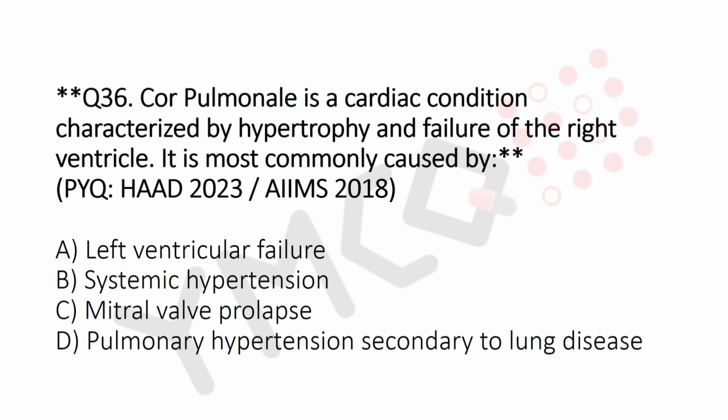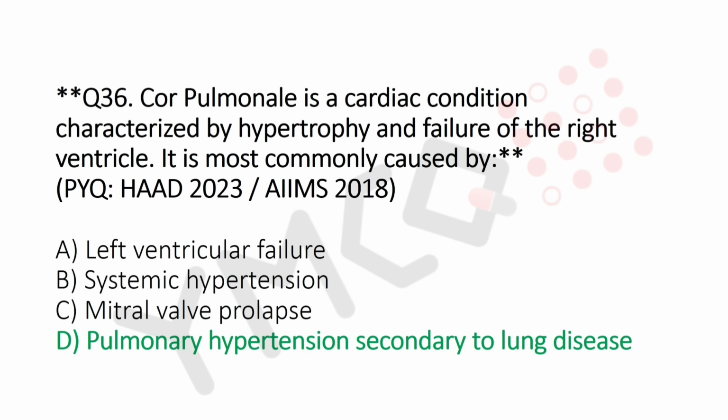And the answer is option D, pulmonary hypertension secondary to lung disease. Cor means heart, pulmonale means lungs. This is when severe lung disease causes high pressure in the lungs, overworking the right side of the heart until it fails. Okay.